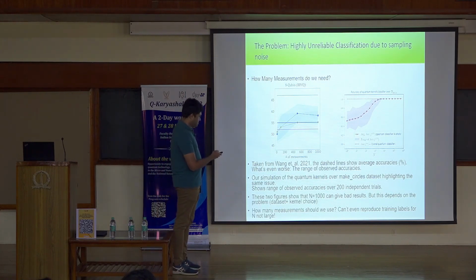So the question is, how many measurements should we use to reproduce reliably the labels of the classifier? It's not enough to just give a label. You have to be able to reliably reproduce that. This has been done over 200 independent trials, so you're seeing a huge spread. So you need to first come up with a better error metric to capture that.